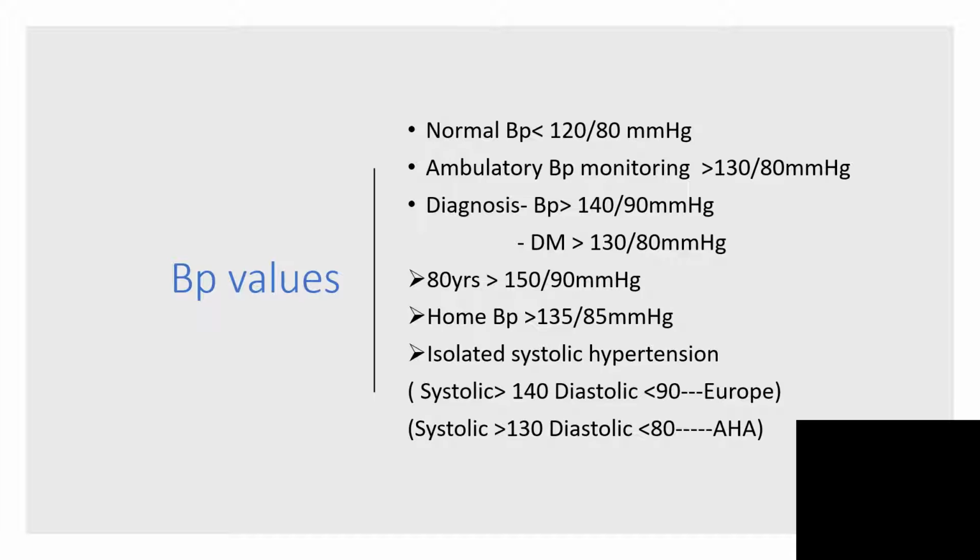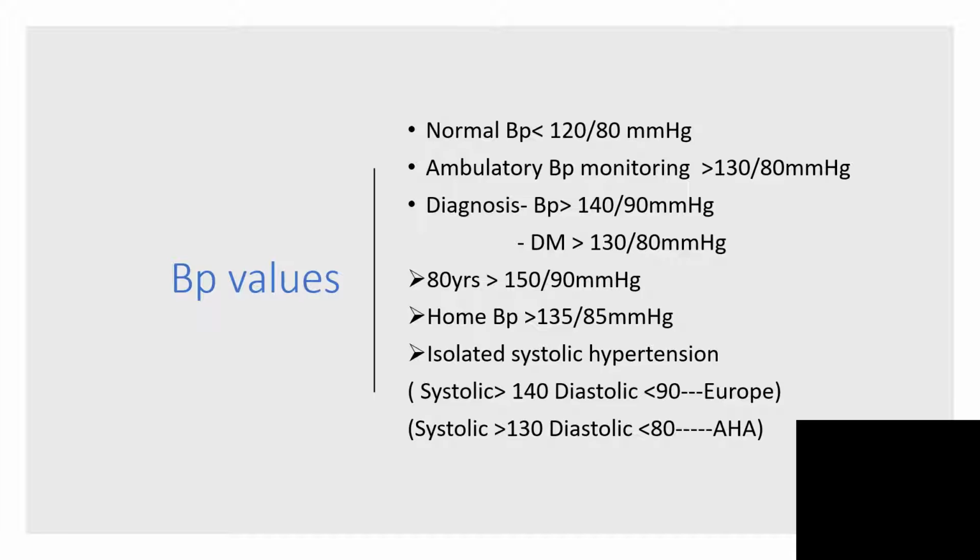If my grandfather is 80 years or greater, I won't bother about 140 over 90. I'll be looking for something like 150 over 90 millimeters of mercury. So if my grandfather that's 80 years plus is having a BP of 145 over 85, I'm not going to call it hypertension. When the home blood pressure is greater than 135 over 85, then hypertension could be diagnosed.